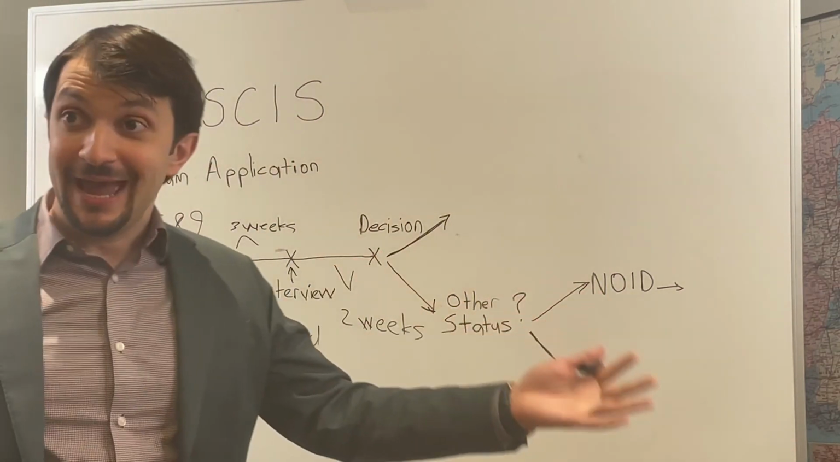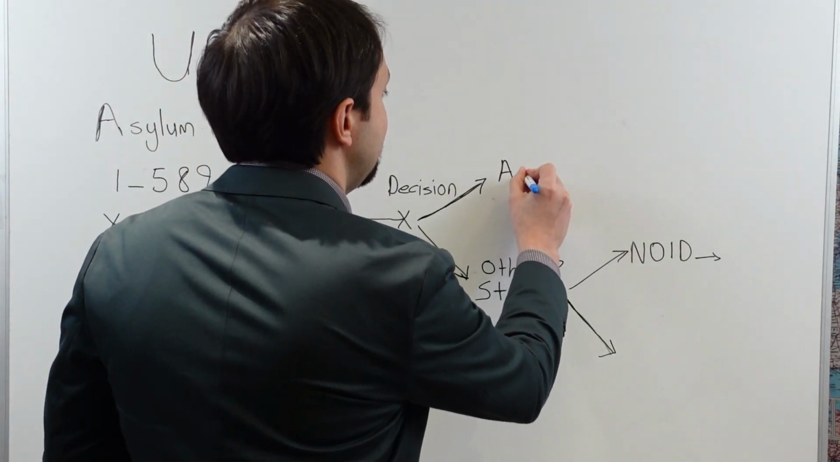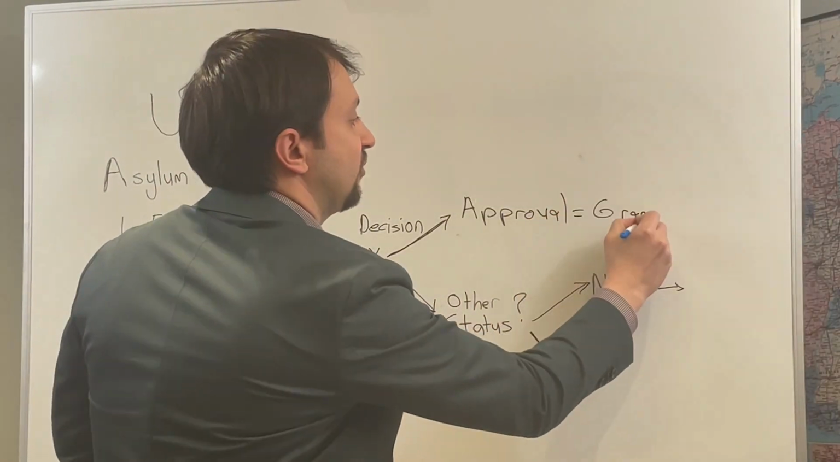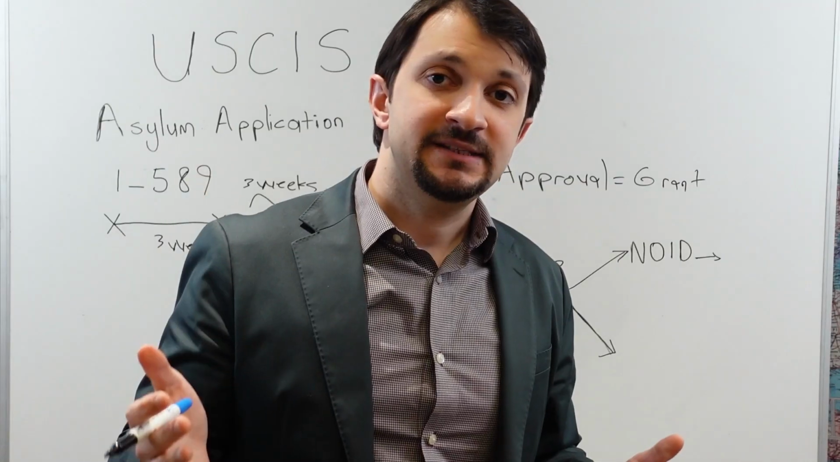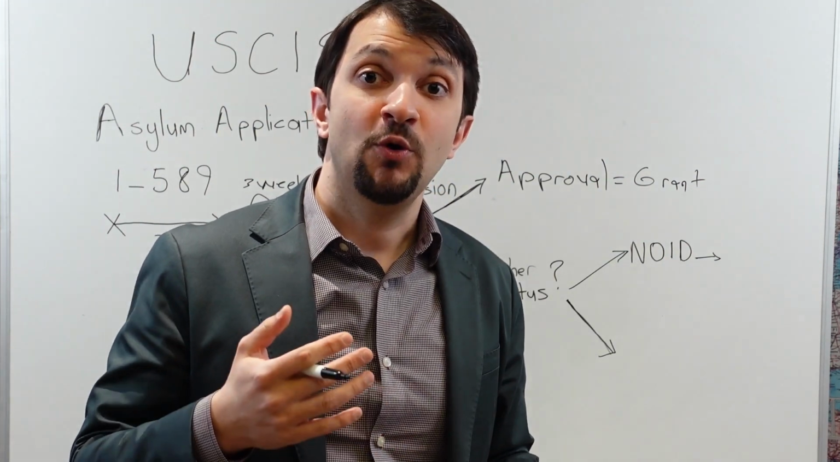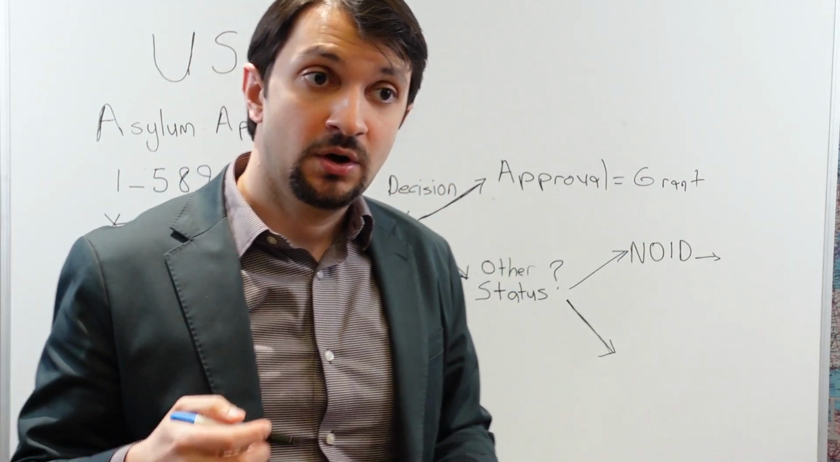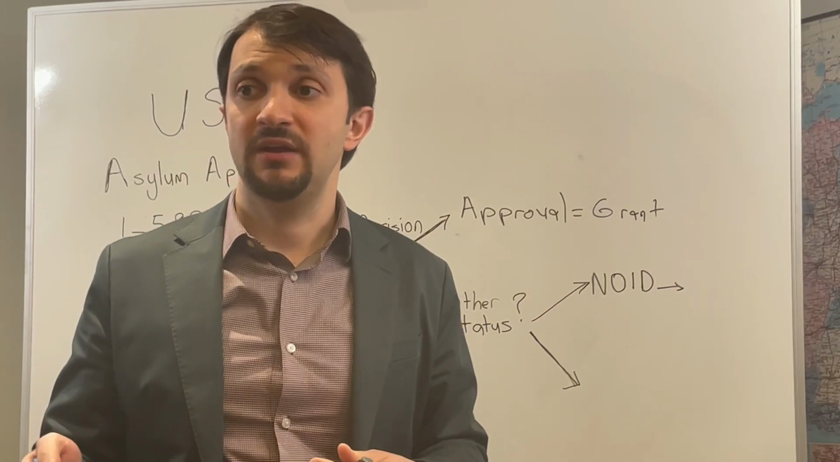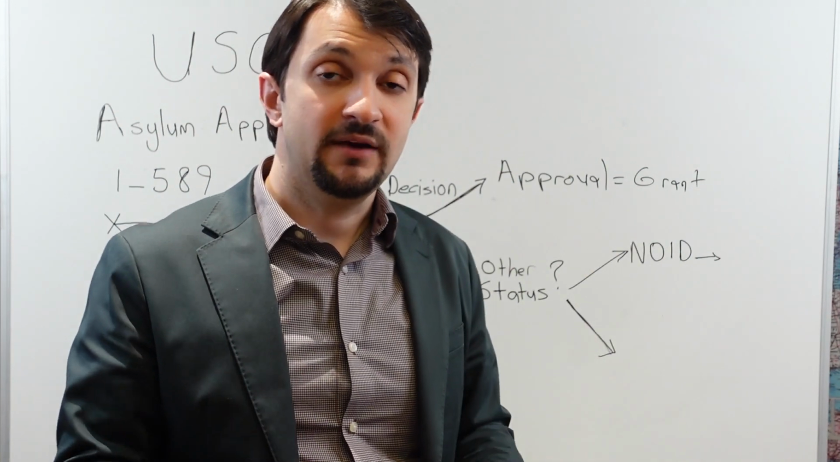So we have the decision. It could be the happy result, of course, approval, asylum grant. Let's put that down. Asylum approval. In other words, grant. An asylum grant is a dream come true. First of all, it is permanent status, very much like permanent residency. And after 1 year of being an asylee, you can file for permanent residency by filing an I-485 application. And then 4 years after getting your green card, you apply for citizenship.